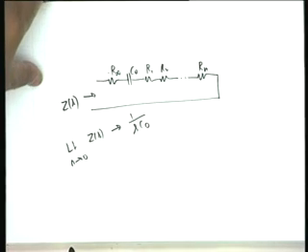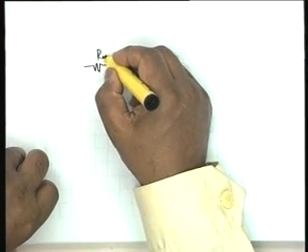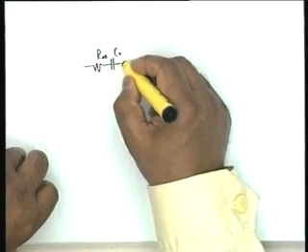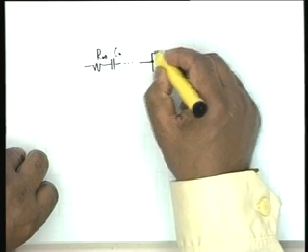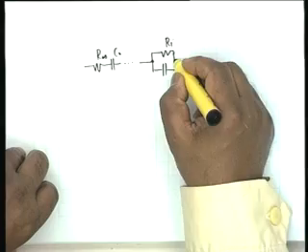But if you look at this network once again, the most general RC network, R infinity, C0, and then you have a number of Ri's and Ci's in parallel.